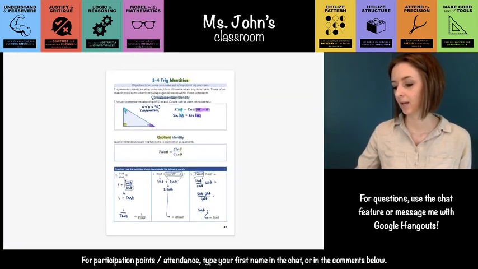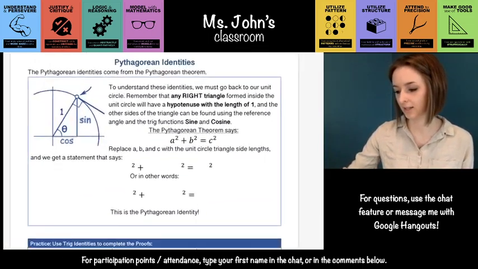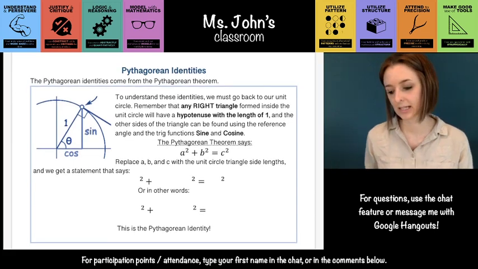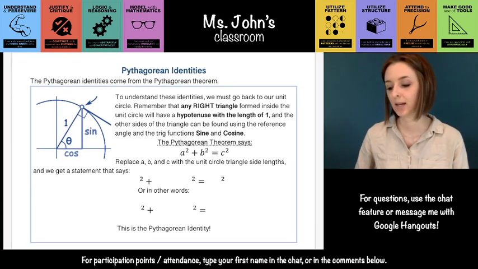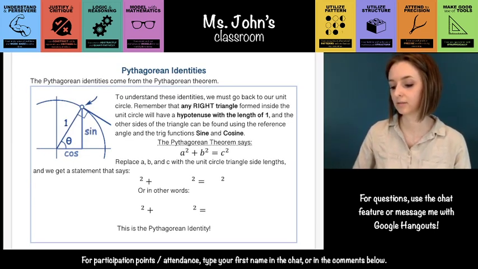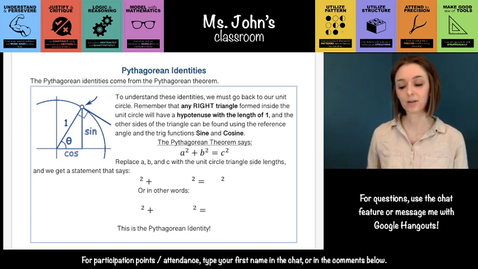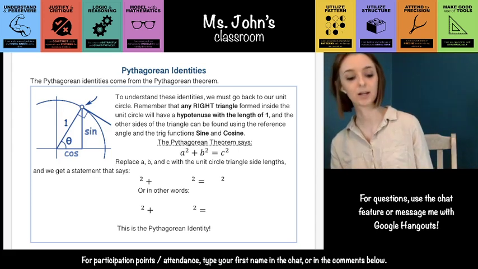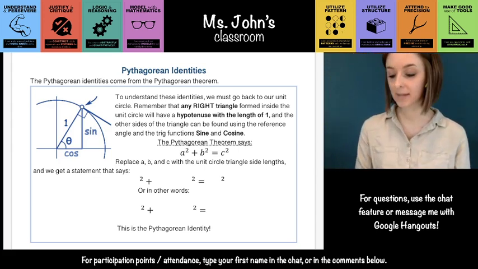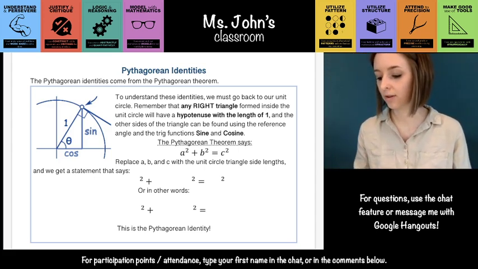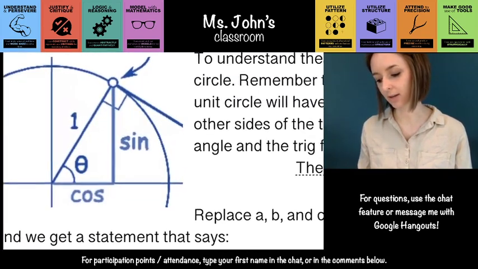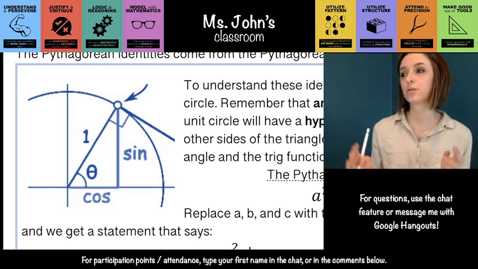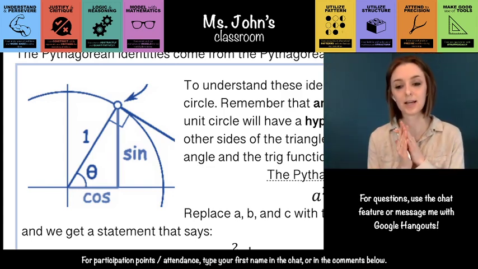Okay, we're going to learn one more identity, and then we're going to try some more of those identity proofs. The last identity that we're learning is the Pythagorean identities, and they're called that because they come from the Pythagorean theorem. So recall this image from forever ago. We were using triangles. We have to remember our unit circle. So we put right triangles inside the unit circle.